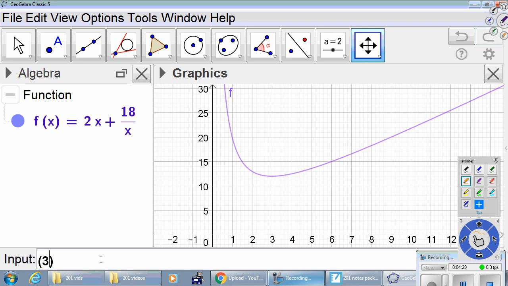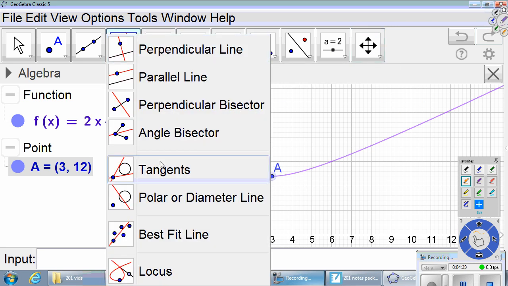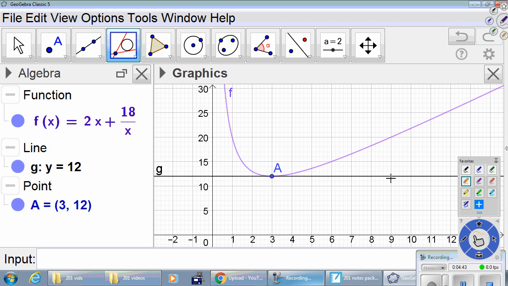So first of all, is the point (3, 12) actually on the graph? Hey, it sure looks like it. And is the point (3, 12) a local minimum? It sure looks like it there too. Let's actually confirm. We'll ask for the tangent line. So I'll click the point and I'll click the curve. I want a horizontal tangent line to confirm that I've got a local min. And the equation of that line is y equals 12. And of course, that is horizontal.